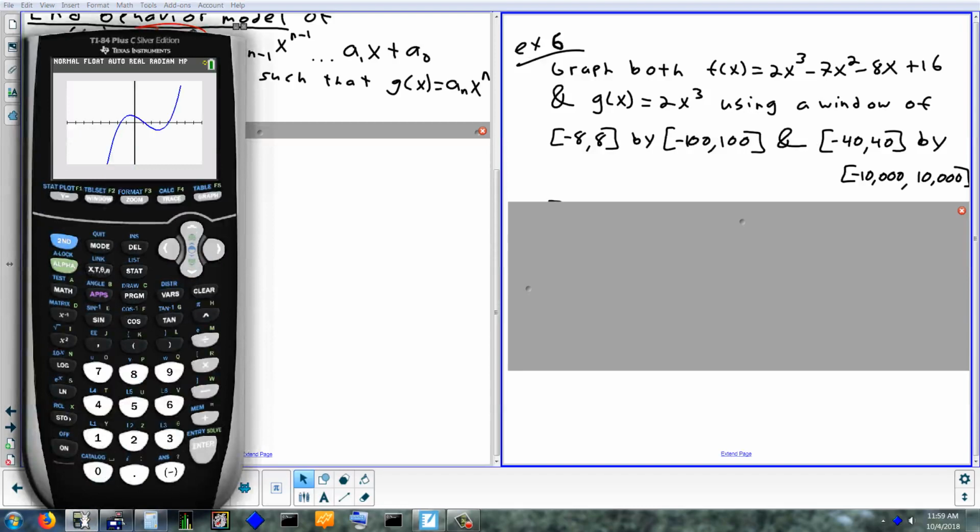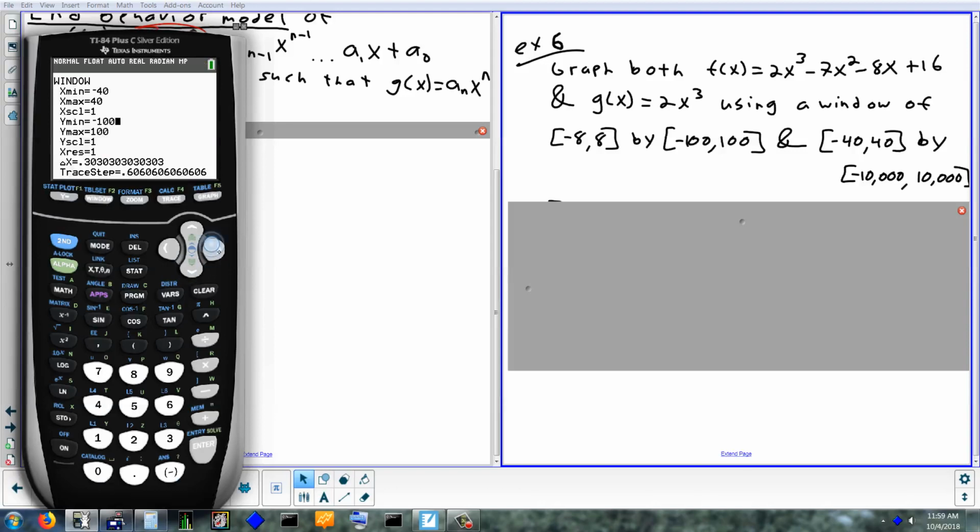Okay, there's f of x, and what's in red is g of x. Do they look exactly the same? Not quite. The blue one has some twists and turns in it, the red one doesn't. But they don't look the same because we're zoomed in, we're looking at the detail. Let's zoom out. Instead of looking at all the little details, let's get a bigger picture of this.